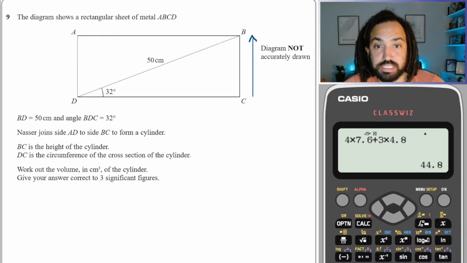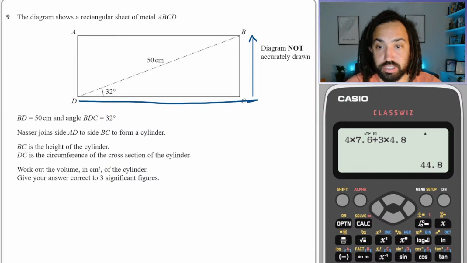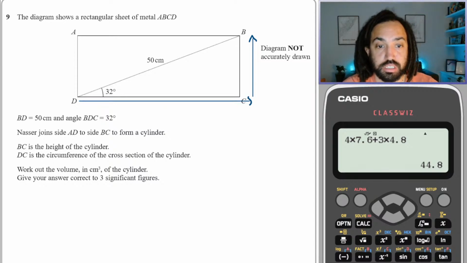And it says that DC is going to be the circumference of that cylinder. Very good. Okay, so that's the circumference. It says work out the volume of the cylinder. Give your answer to 3 significant figures.